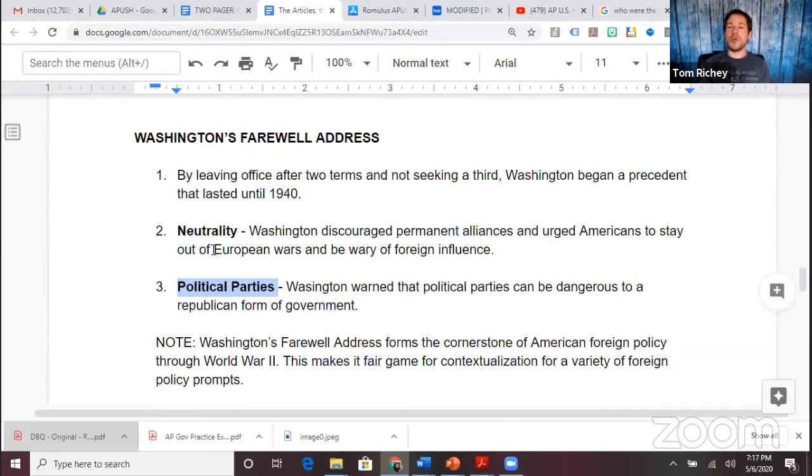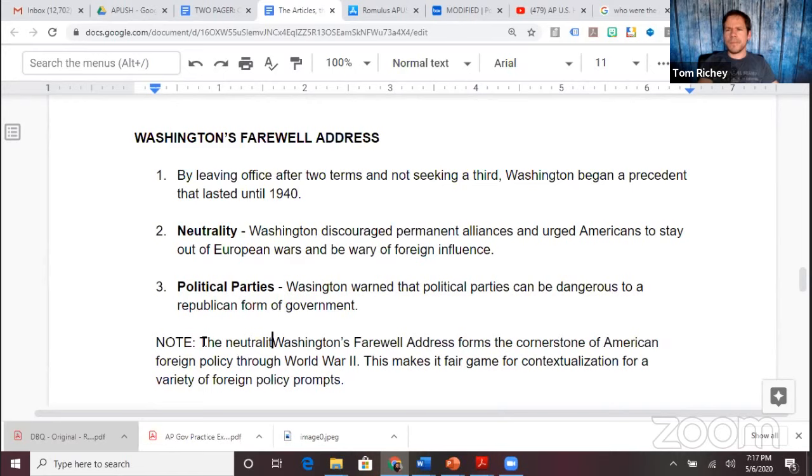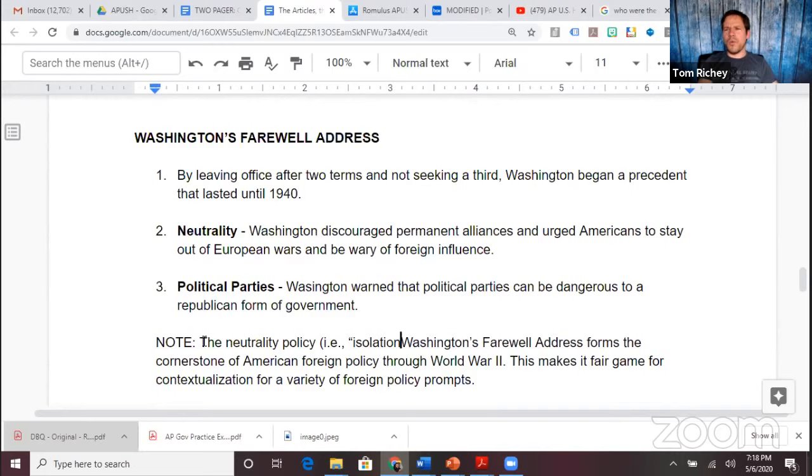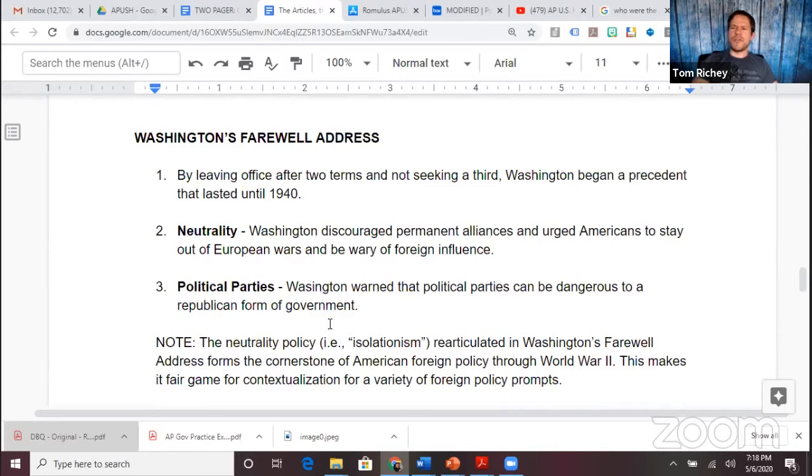So first of all, neutrality. So the principle of neutrality, the neutrality policy, okay? Now that also is, quote unquote, isolationism, okay? So when we think about isolationism, the neutrality policy rearticulated in Washington's farewell address. So the neutrality policy is, of course, isolationism.